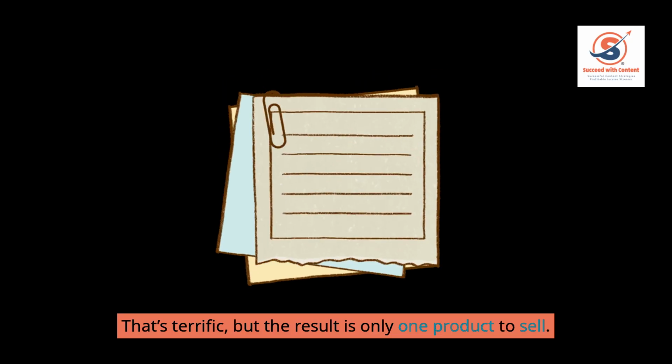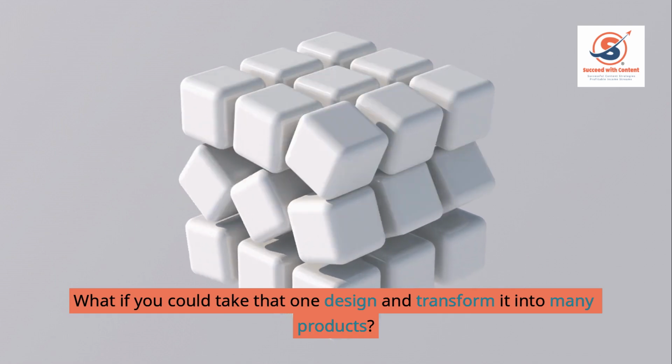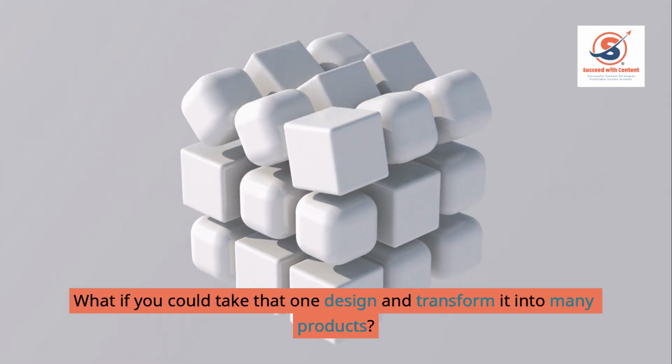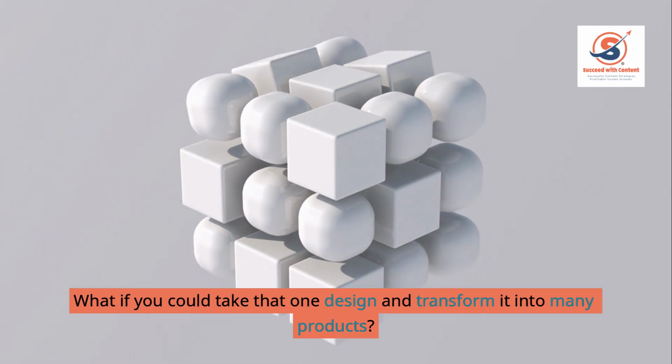Automate all the repetitive work. That leads us perfectly into scaling. Here's where it gets really interesting. Strategy 3 is all about leveraging that effort you've already put in. Turn one product into many.